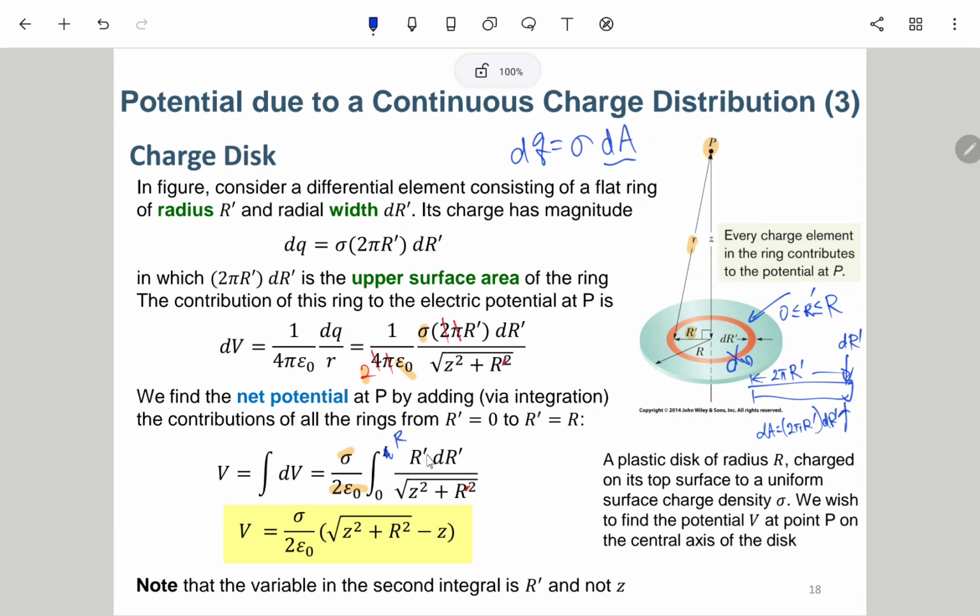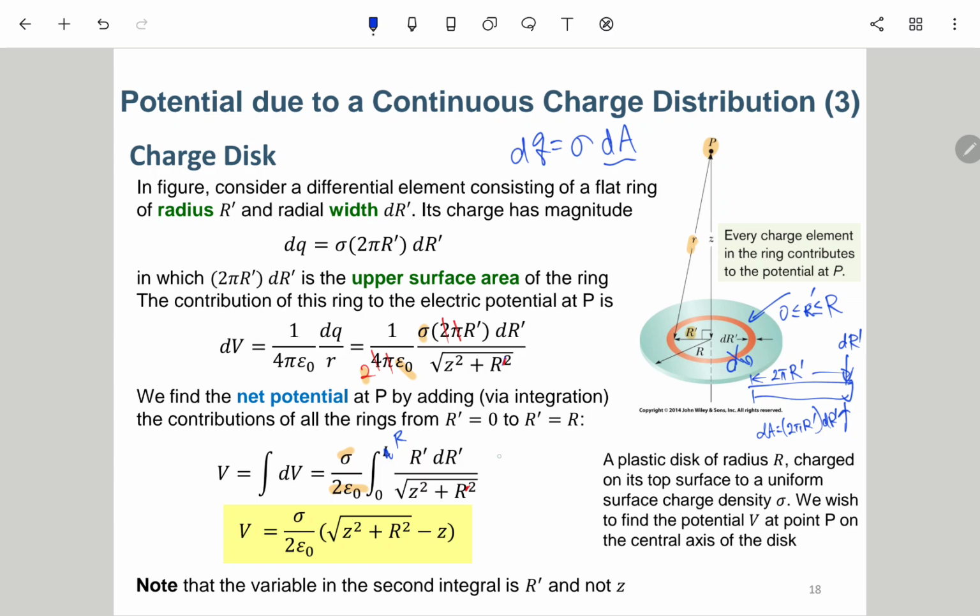Okay, so this thing is easier to integrate than the previous integral in the previous lecture. In the previous lecture we don't have this R prime here, so we need to use some substitution with the trigonometry function, with the tangent function. So the calculation is more complicated. But here we can use the chain rule.